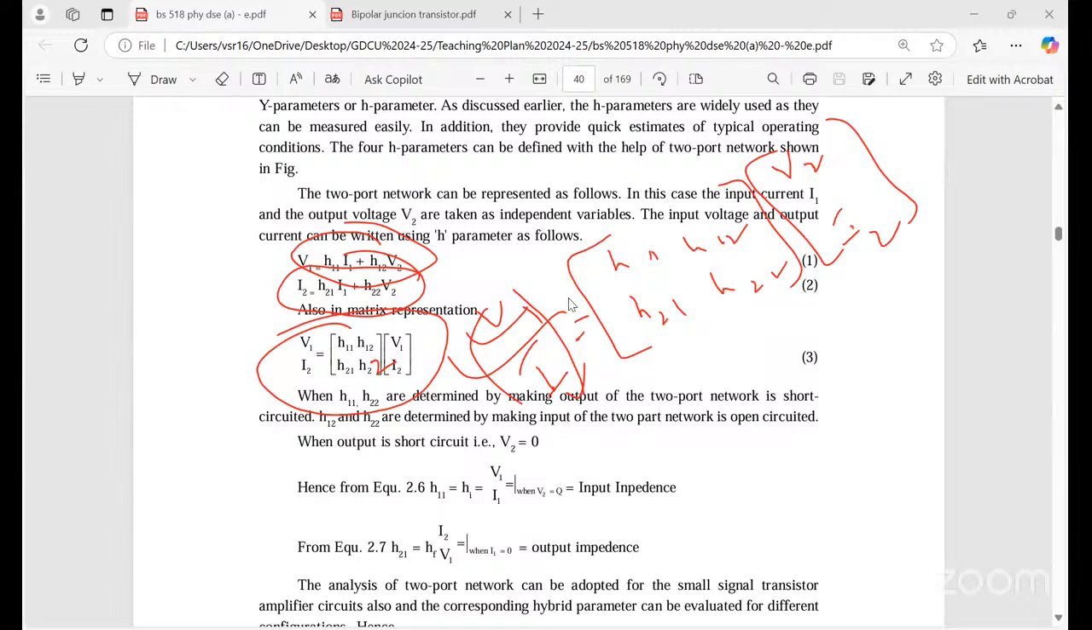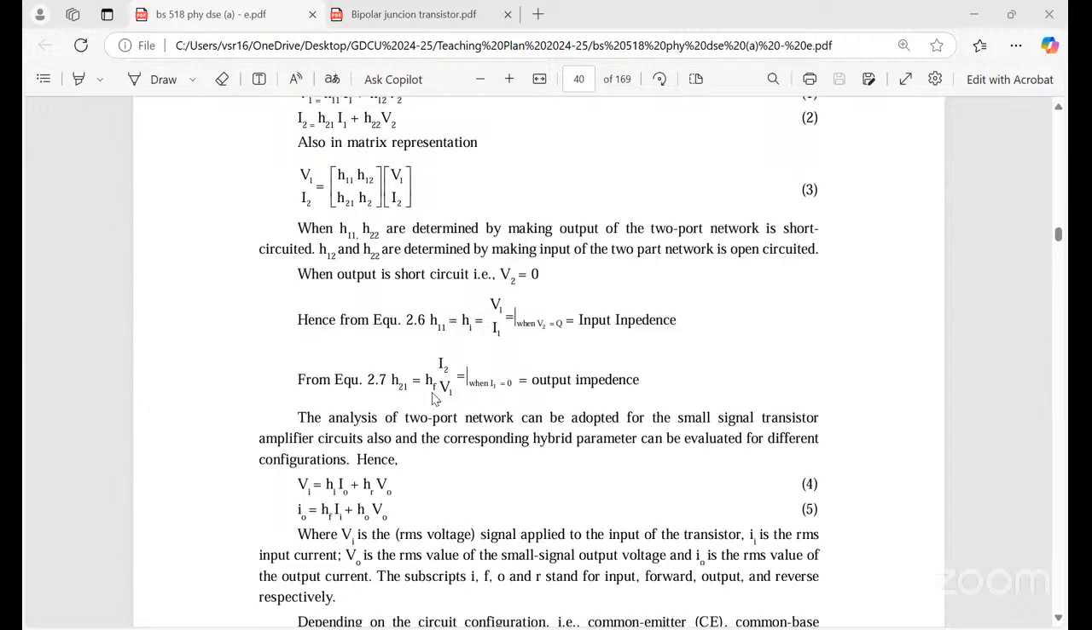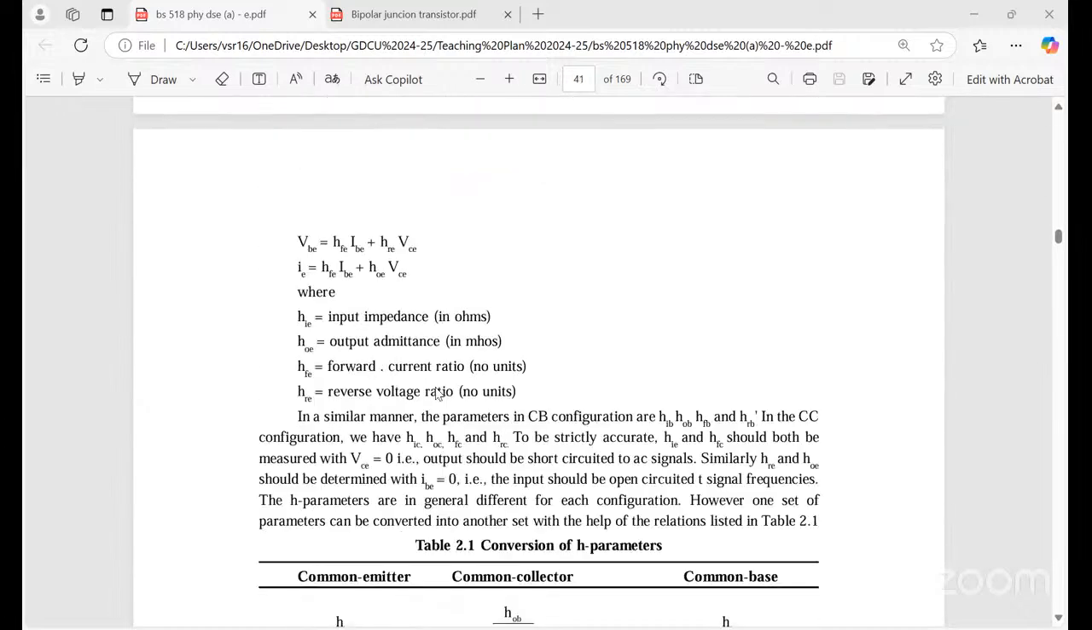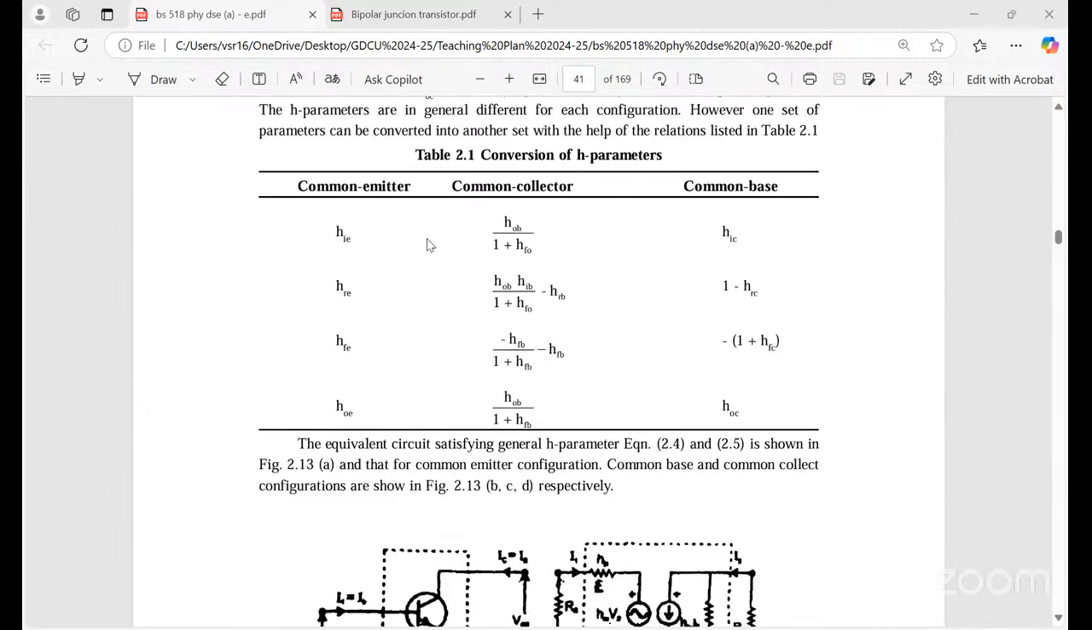Some mistakes are there, print mistakes. You can correct them. This one: how the H parameter values change for the three different configurations: common emitter, common collector, and common base.